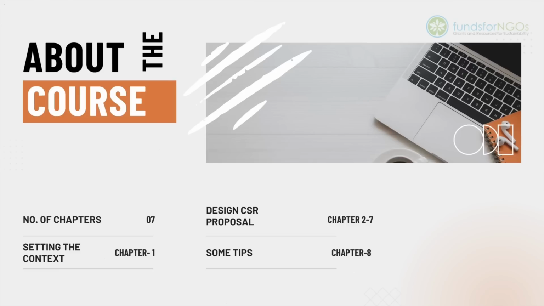Now, coming back to the course, it has 8 chapters. Chapter 1 is an introductory one, and the last chapter would share effective tips. The rest of the chapters would help you design one section of the CSR proposal in a sequential manner.